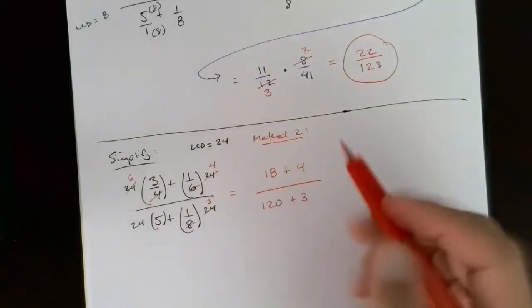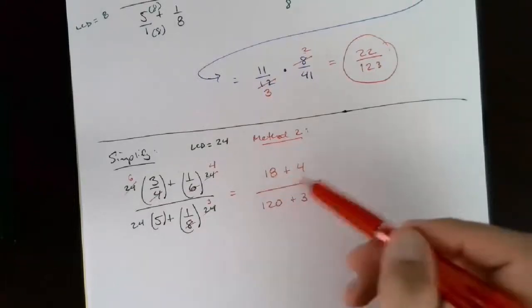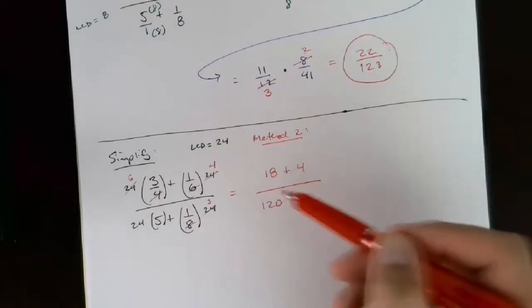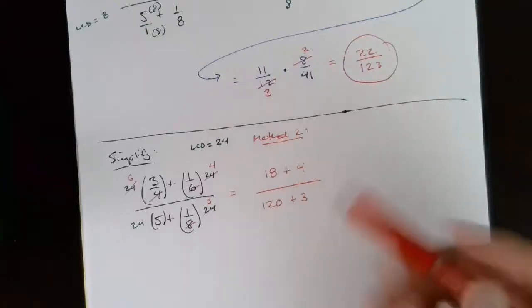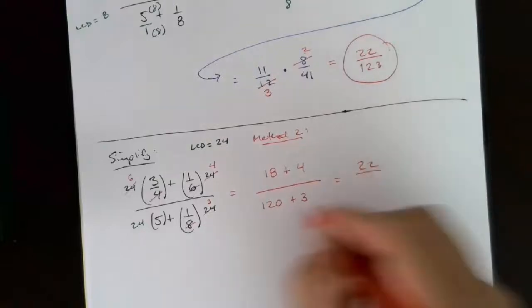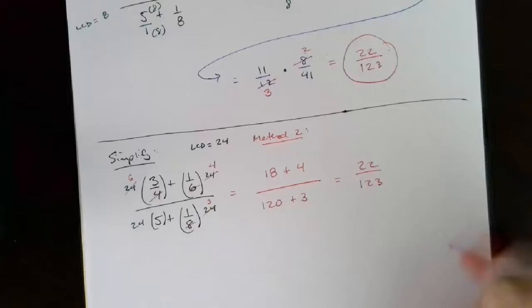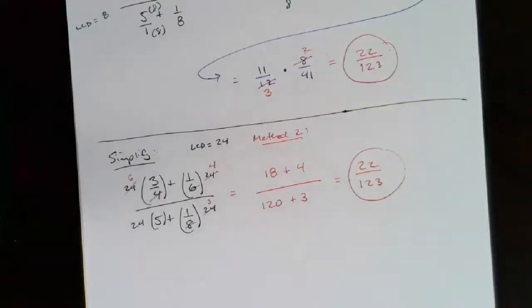So now you've cleared fractions. Now all you've got to do is add the like terms. Don't start canceling things out. Remember, you can't cancel if it's addition or subtraction. It's only if it's multiplication in fractions. So 18 plus 4 is 22. 120 plus 3 is 123. You should always check to see if this can simplify any further. In this case, we know 22 and 123 don't share any common factors other than 1.